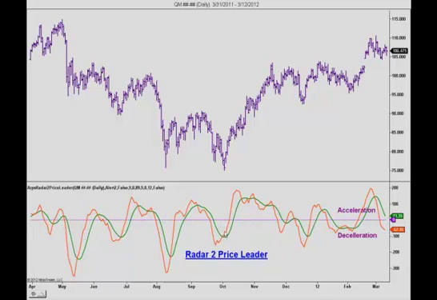When the fast line is above the 0 line, the center line, we consider this acceleration, and when it's below the 0 line, we consider this deceleration.